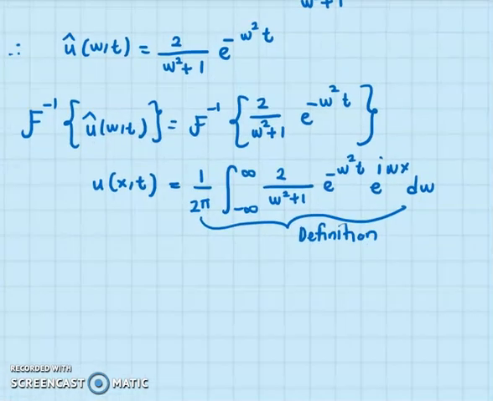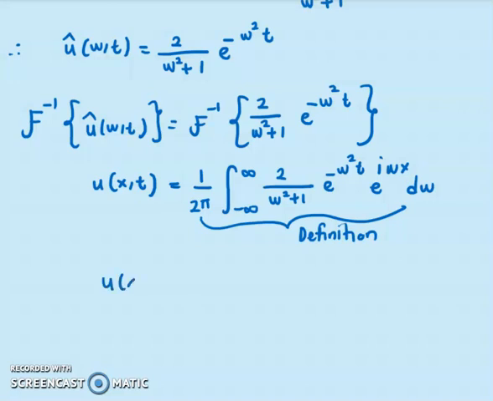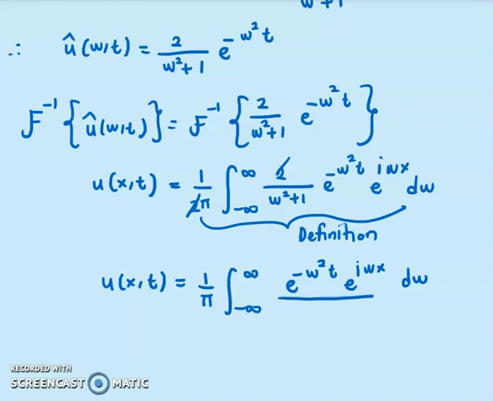So simplifying what I have, u x t is given by, 2 and 2 cancels out, 1 over pi integral from minus infinity to infinity of e negative omega squared t e I omega x over omega squared plus 1. There you go, this is your solution. So this is how you do it. You don't have to solve this integral, you can just leave it in the form of the integral.